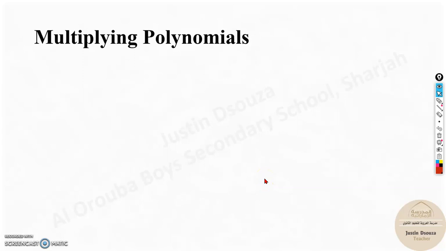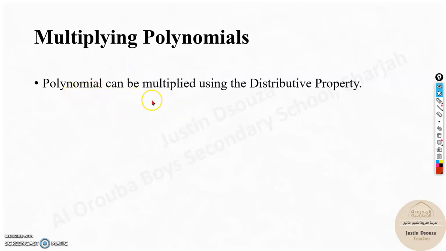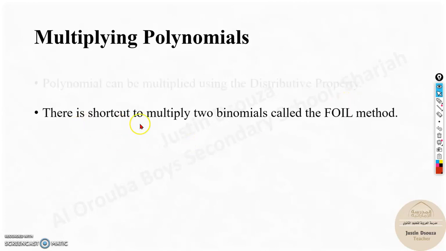The second objective is to multiply polynomials. Now we will learn about multiplying polynomials. Polynomials are generally multiplied using distributive property, but there is a shortcut if at all we have got two binomials. Only in the case of two binomials we can use the FOIL method.